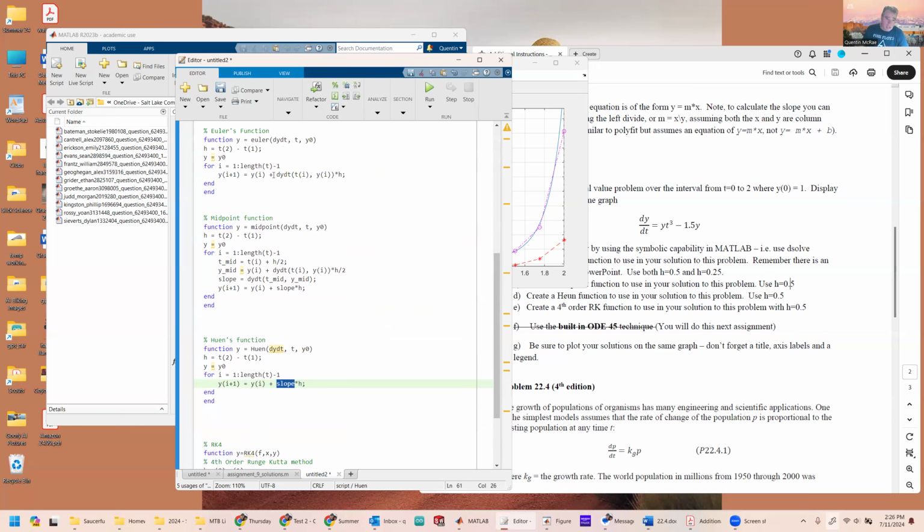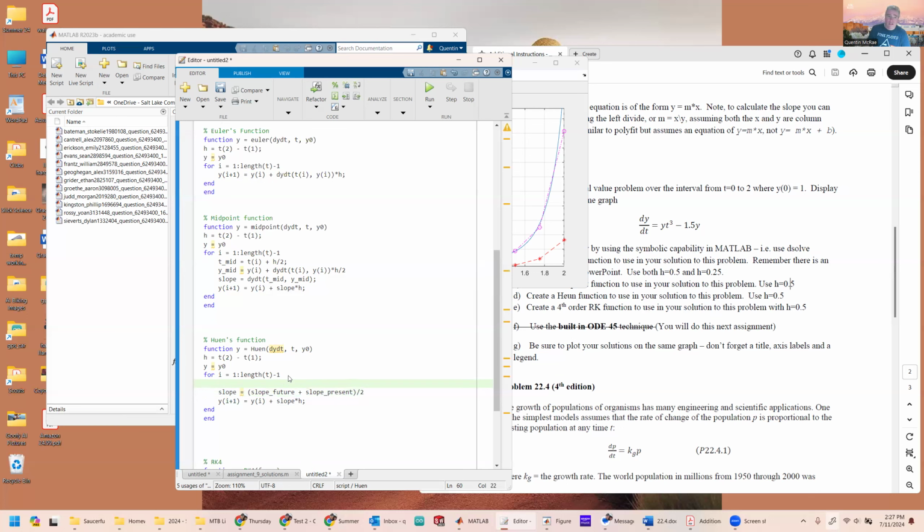So in Euler's method, I calculate slope by just evaluating the function at the beginning point. In midpoint, how I calculate slope is I take a half step forward and kind of use that to figure that out. In Hume's method, I'm going to take a full step forward and average the two. So I'm going to do this. I'm going to say slope is equal to the slope future plus slope present divided by 2, the average of the two slopes. Right? Fair enough?